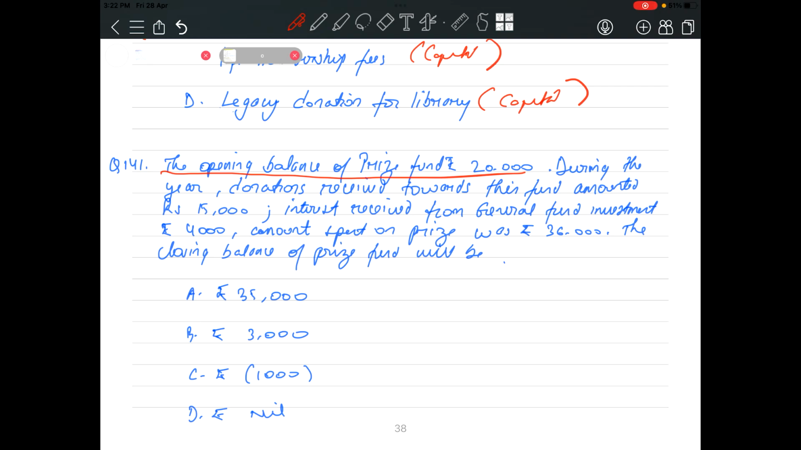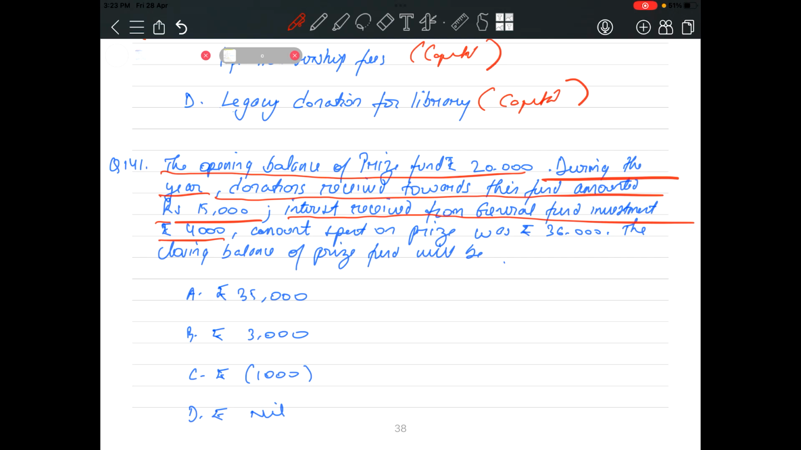So the opening balance is 20,000. Now this is the money which they have, funds which they have. It will have a credit balance. Now during the year, donation received towards this fund amounted to 15,000. Now is this a specific or general donation? This is a specific donation because we are receiving it for the tournament. Now interest received from general fund investment is rupees 4,000.